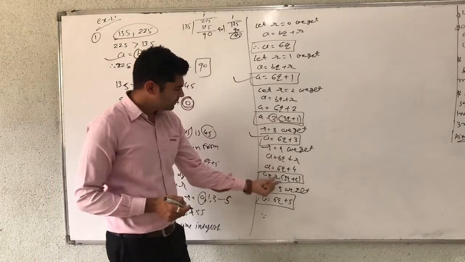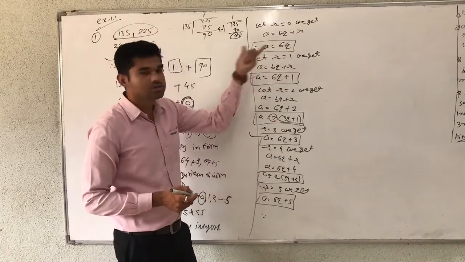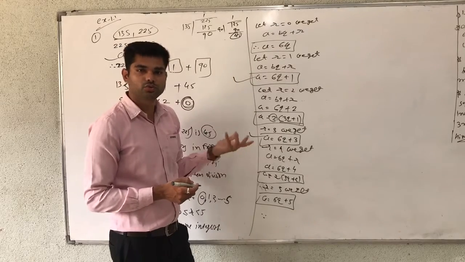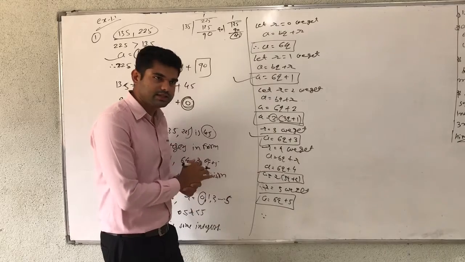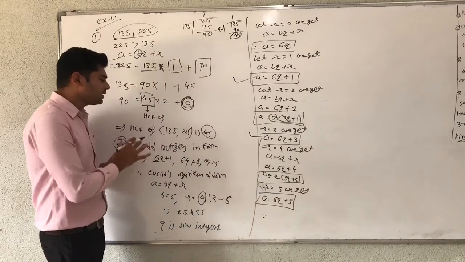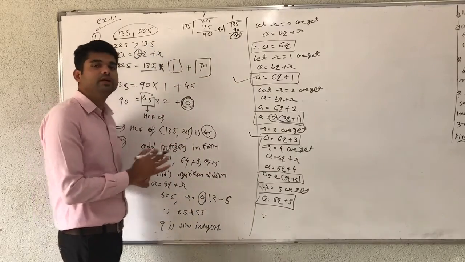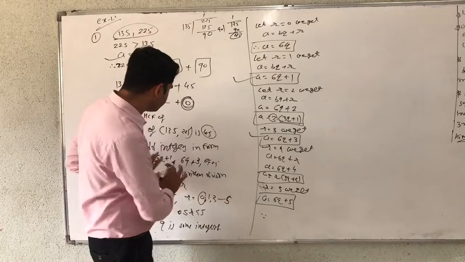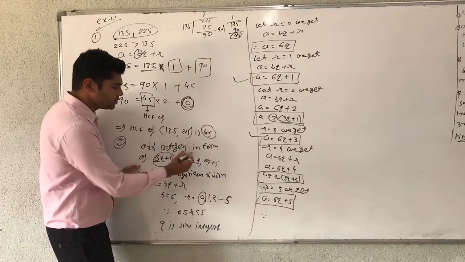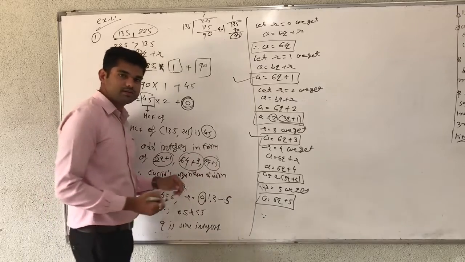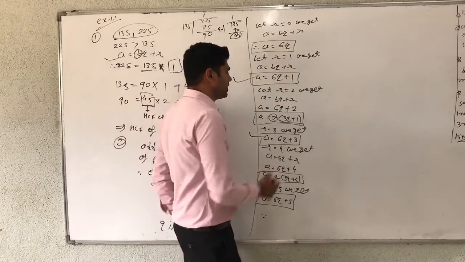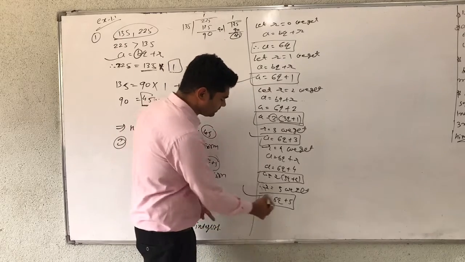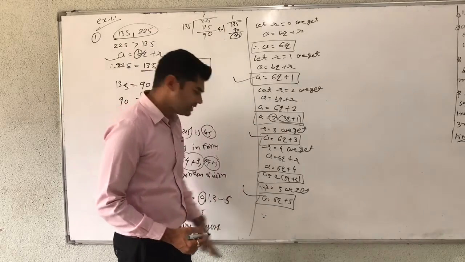The reason behind cancelling is that all these answers are divisible by 2. Here 2 is common, and here also 2 into 3, so 2 is common. Since 2 is common between all three answers, they are not odd integers, they are even integers. So our odd integers are only 6q plus 1, 6q plus 3, and 6q plus 5. All these terms are odd integers.